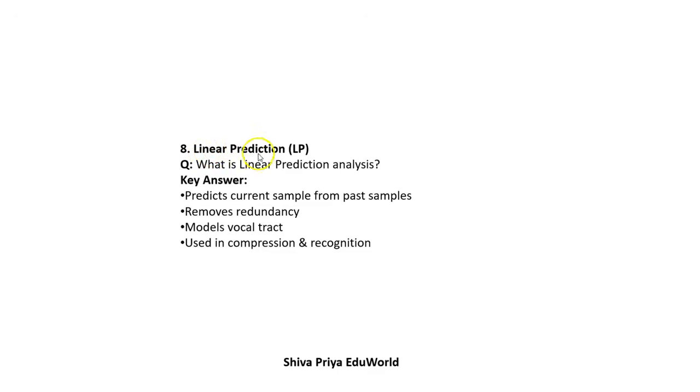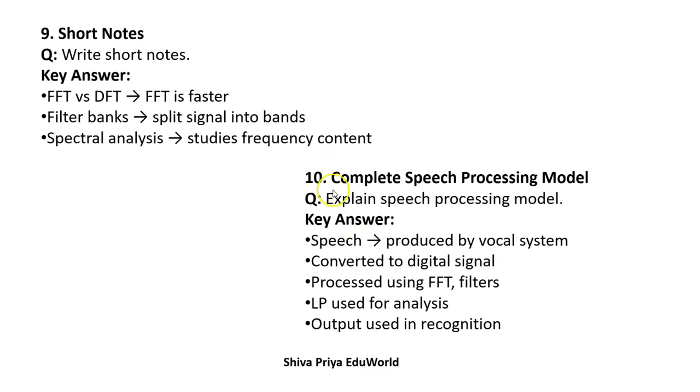And the next question is linear prediction. What is linear prediction analysis? It predicts the current sample from past samples. It takes the current samples as well as past samples, and predicts the current samples from the past samples. It removes redundancy. If there is any redundancy, the unnecessary things, it will remove that. Vocal tract modeling is also done by linear prediction, and it is used in compression and recognition of speech as well. Clear? Let us move to the next question.